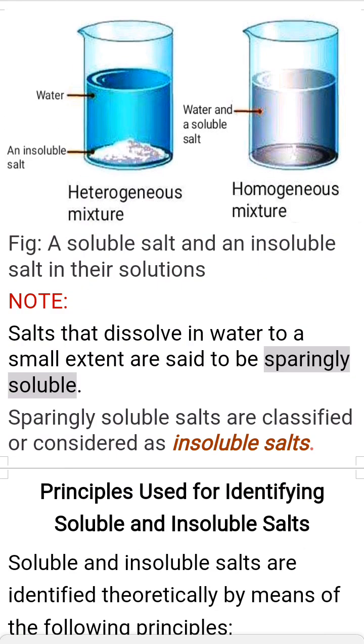Note, salts that dissolve in water to a small extent are said to be sparingly soluble. We have some other salts that, when introduced into water, dissolve to a small extent. They dissolve only a small portion of them, while a large portion of them remains undissolved. Such salts are called sparingly soluble salts.